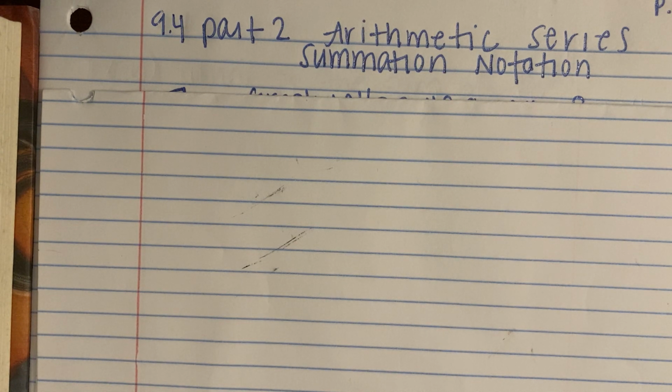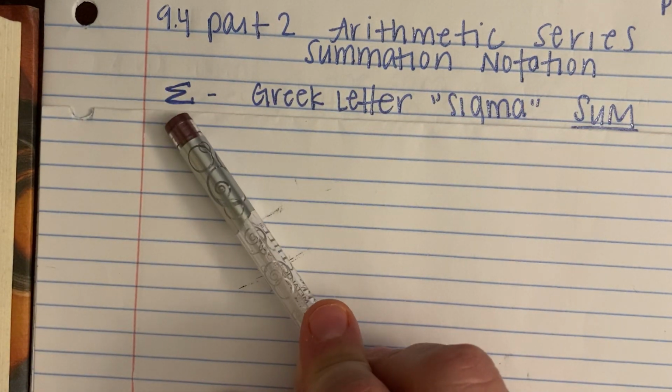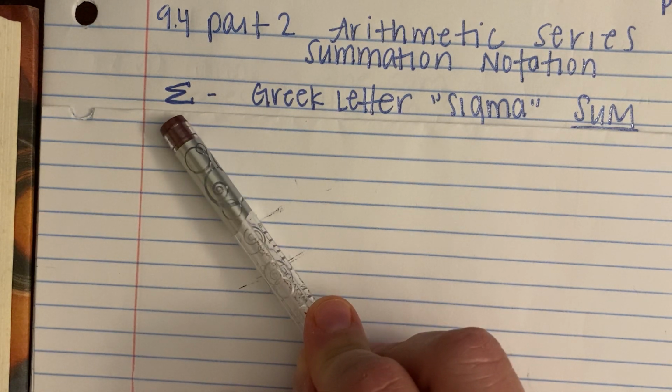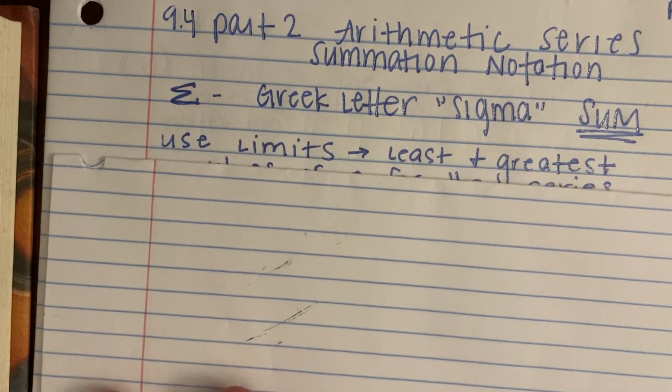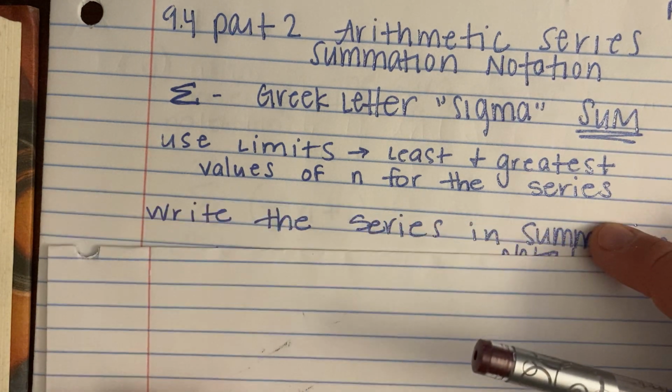We're going to continue 9.4. This is part 2. Still talking about arithmetic series, but now we're going to add in summation notation. This symbol here is a Greek letter called sigma, and it means sum. So anytime you see this, you're going to be adding. We're going to be using limits, so we'll have the least and the greatest values of n for the series.